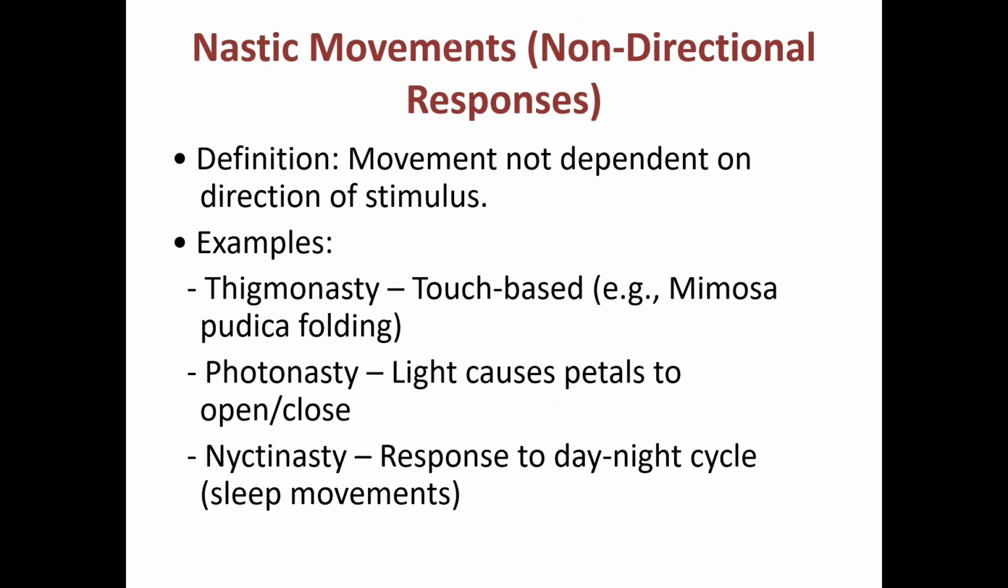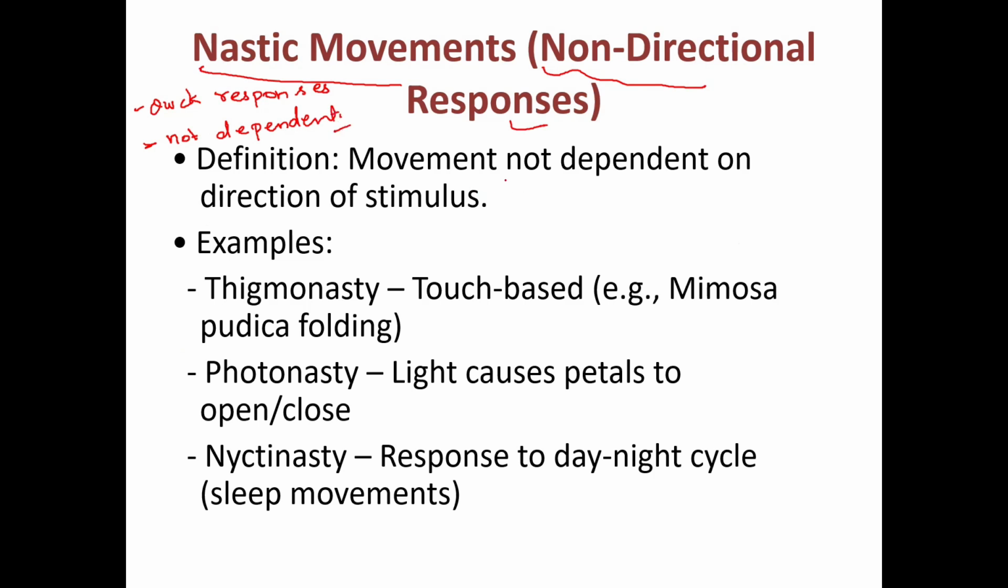Now the second type of plant movement, that is nastic movement. It means non-directional responses. These are quick responses, but the previous one, tropic movement, is a slow response. So nastic movements are quick responses, not dependent on the direction of the stimulus. So we say non-directional responses.